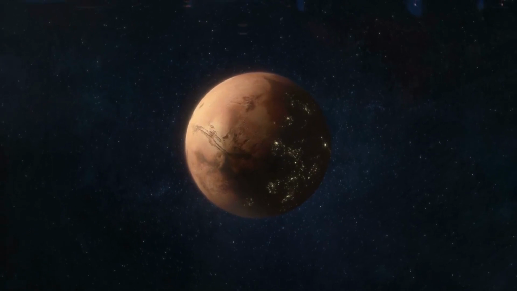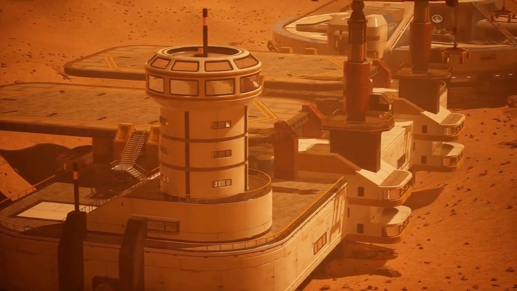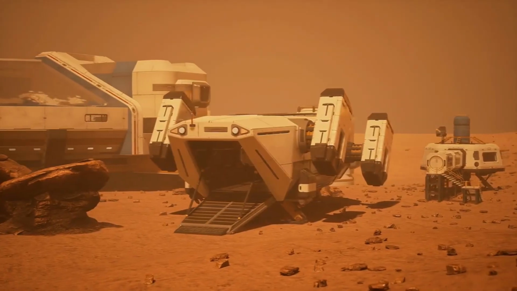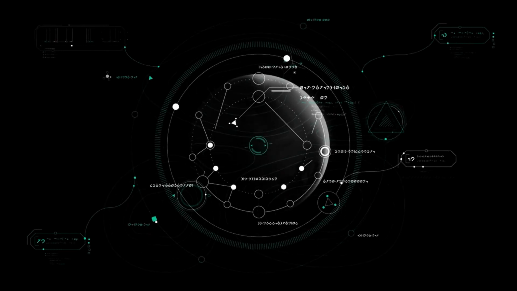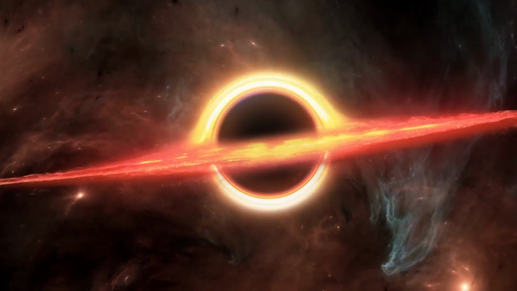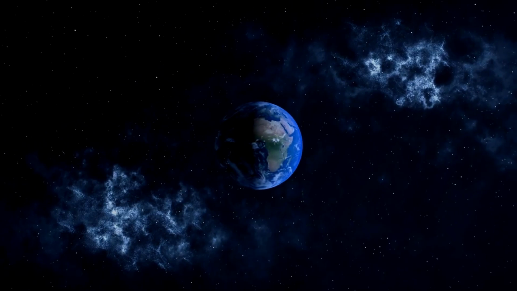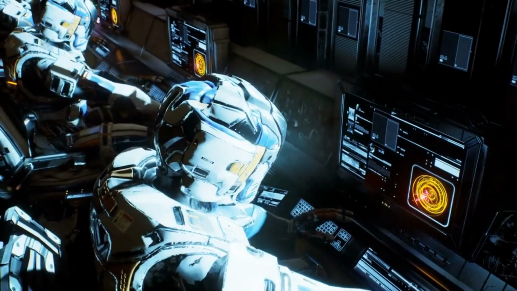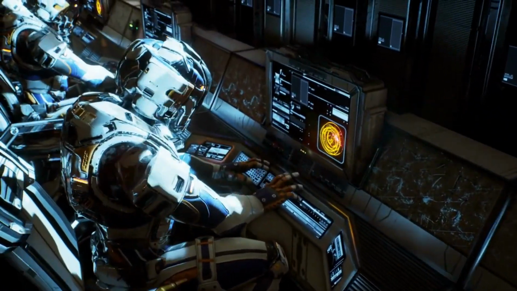Additionally, gravity plays a role in the potential for colonizing other planets. The lower gravity on Mars, for instance, presents unique challenges and opportunities for human settlement. From the impact on human physiology to the design of habitats and infrastructure, understanding and adapting to different gravitational environments will be key to successful long-term missions and the establishment of human presence beyond Earth. This includes developing technologies and strategies to mitigate the health effects of reduced gravity.